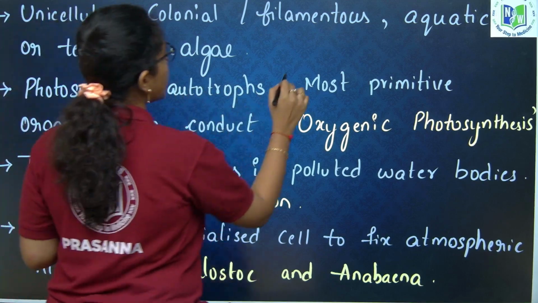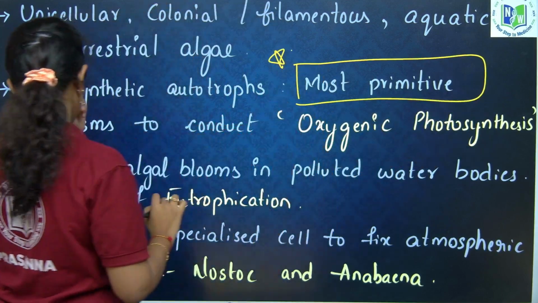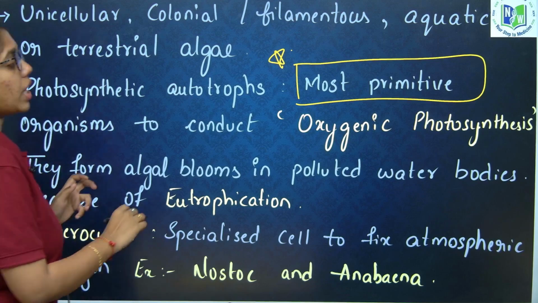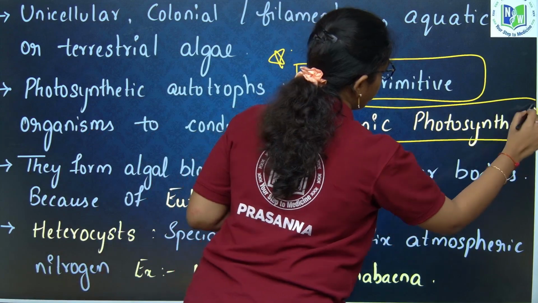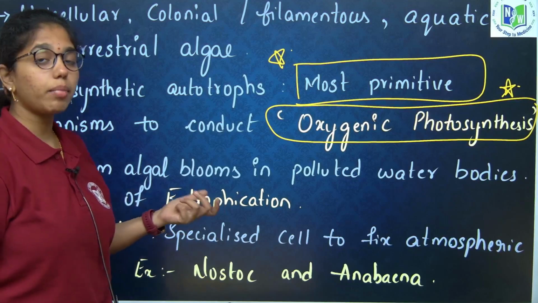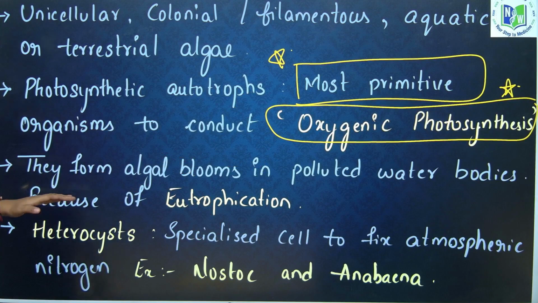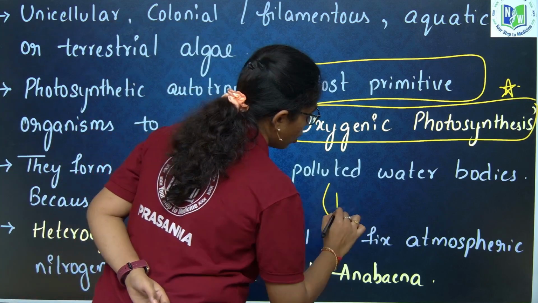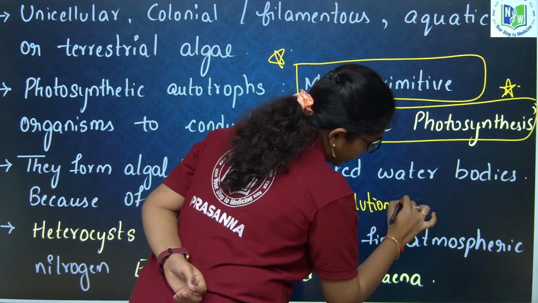Now, photosynthetic autotrophs, and they are most primitive. They are the most primitive type of photosynthetic autotrophs, conducting what type of photosynthesis? Oxygenic photosynthesis. What type of photosynthesis is conducted by BGA? Definitely asked. Oxygenic photosynthesis. They form algal blooms in polluted water bodies. So they are good pollution indicators also.